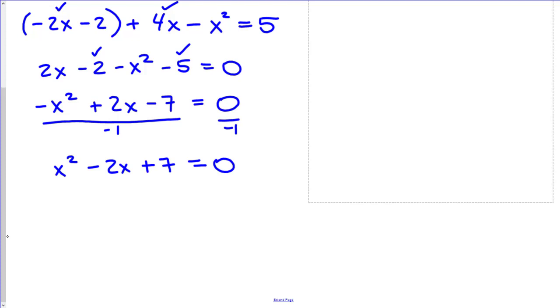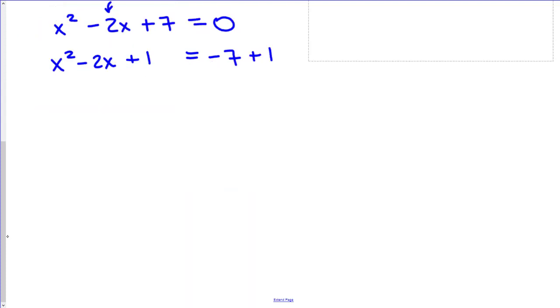My preference is the completing the square process, especially when that middle term, this negative 2, has a coefficient that is even. So to complete the square, I'll move the constant to the other side of the equation. And then I'll take the b term, which is the -2. I'll divide it by 2, which would result in -1, and then square that value. That gives me +1. So I'll add +1 to both sides.